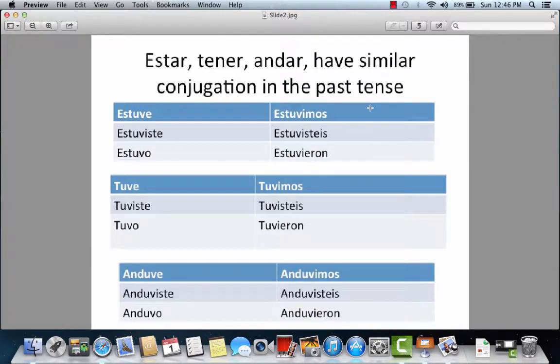So let's call these verbs the UV verbs, because they all have UV somewhere in the word. So let's take a look.